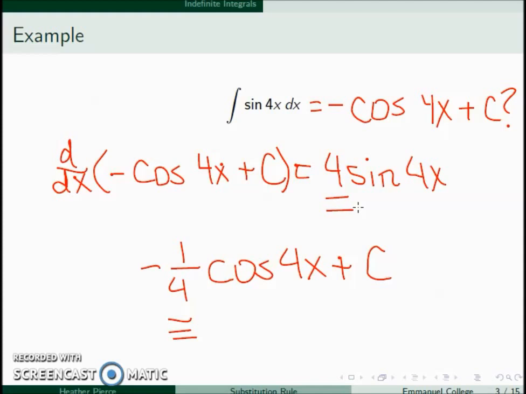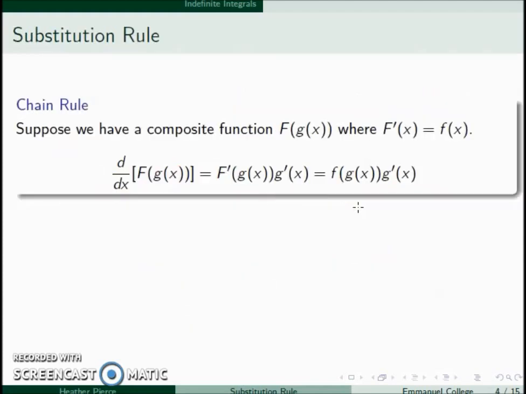So these are kind of like what we're going to do with substitution. I'm going to have to set up a method to be able to solve these a little more simply than just trying to guess and then check. So we know the chain rule. If we have a composite function f of g of x, where the derivative of big F of x is equal to little f of x, then our derivative is f prime of g of x, g prime of x, which is the same thing as little f of g of x, g prime of x. And this is the idea. We want to undo the chain rule.